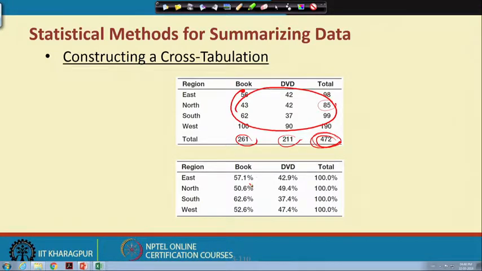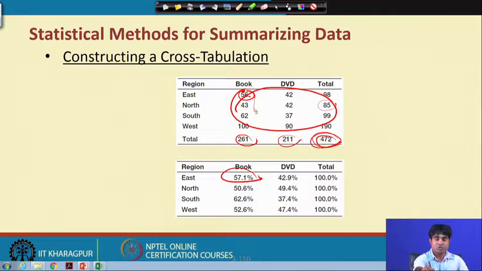Technically, it is simply 56 divided by 261 multiplied by 100. So the number 56 will be transformed into this percentage. Similarly, if you do this once, then you can just scroll it, and you will get the other percentages for the other regions, and similarly for DVD you can also transform the actual numbers into percentages.